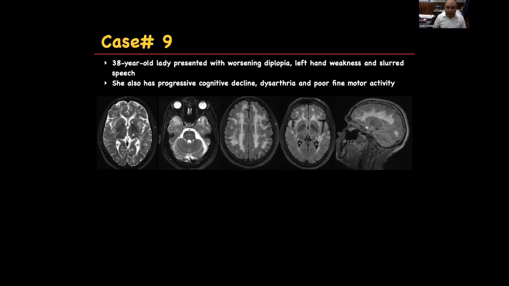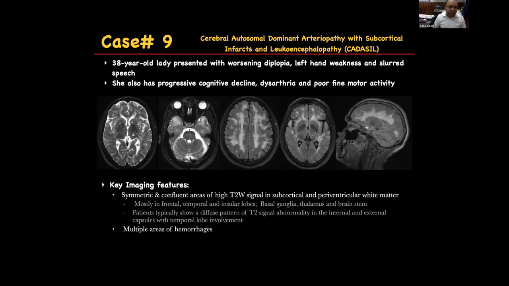If you look at the imaging findings, these imaging features are suggestive of CADASIL, where you see involvement of the temporal poles, involvement of the external capsule, and bilateral symmetrical involvement, which appears bright on T2 and involves the subcortical and periventricular white matter, mainly in the frontal, temporal, and insular region. In addition, we can have multiple areas of hemorrhage or multiple areas of focal diffusion restriction in cases of CADASIL.